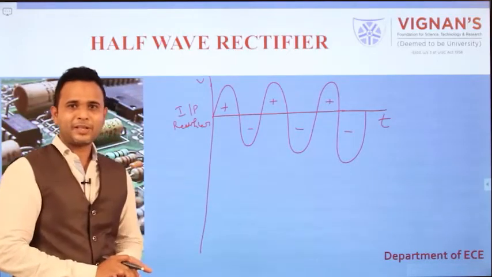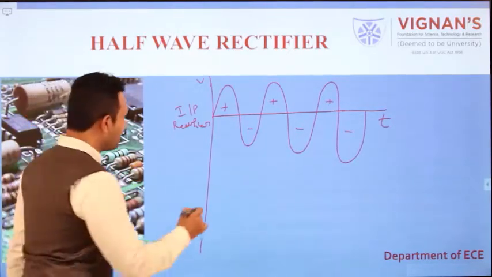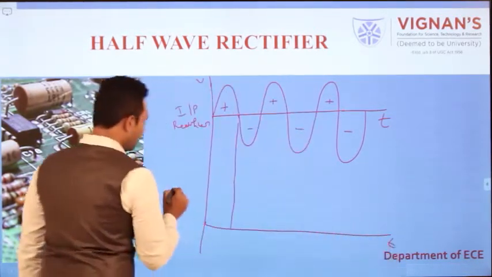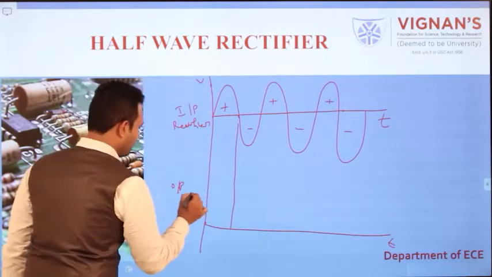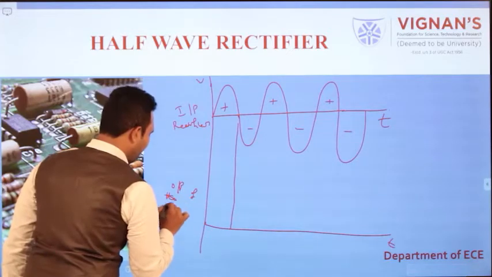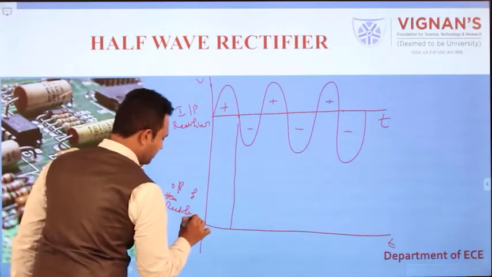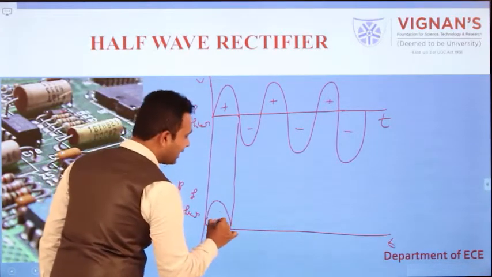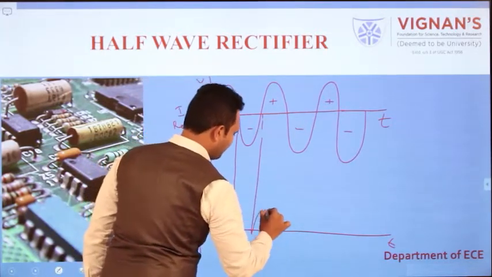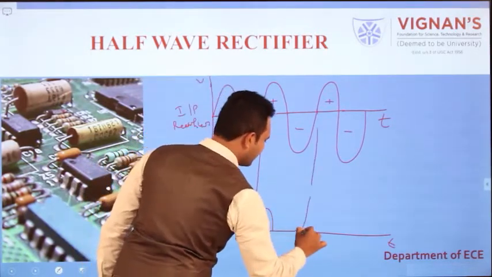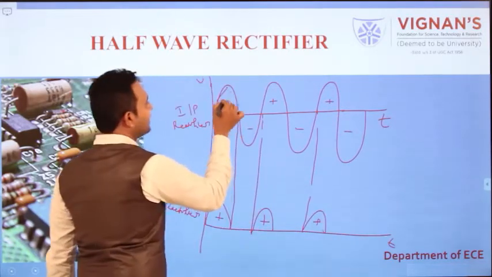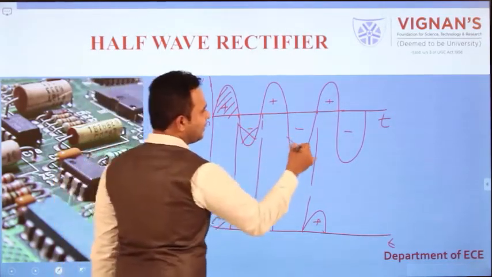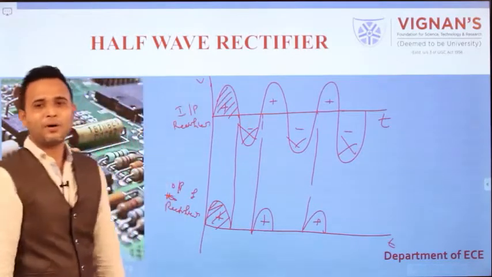So what is the output of the rectifier? Already we learned the basic operation of the rectifier, right? So at the output of the rectifier, only positive pulses are coming. Only the positive is coming at the output side, and the negative is suppressed. That's why we name this rectifier the half wave rectifier, right?